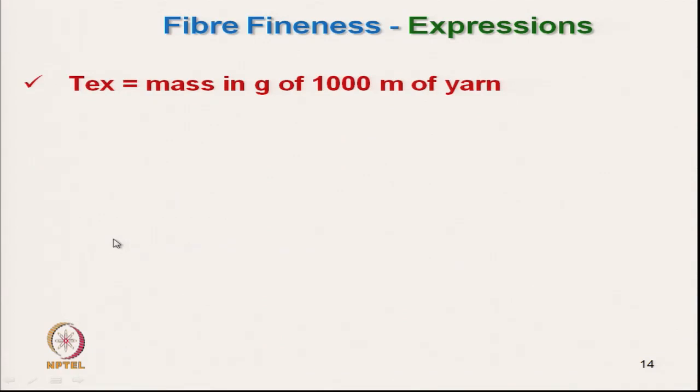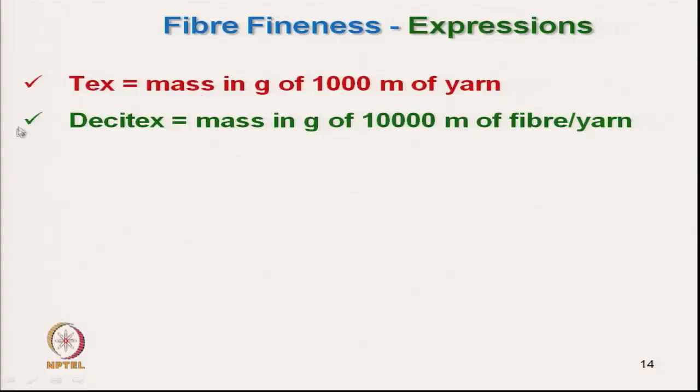We can express the fiber fineness in terms of tex, that is the direct system. Tex is the mass in gram of 1000 meter of yarn or fiber. Most fiber fineness is expressed in the direct system, where we need to measure mass per unit length. Tex is normally used for yarn and decitex normally we use for fiber. It is smaller in unit, that means mass in gram per 10,000 meter of fiber. So, that is the decitex.